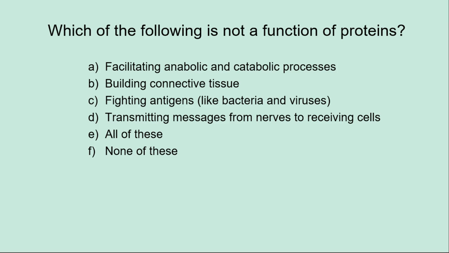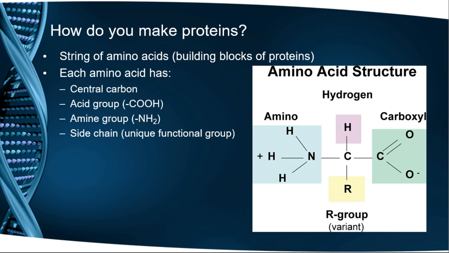Facilitating anabolic and catabolic processes, building connective tissues, fighting antigens like bacteria and viruses, transmitting messages from nerves to receiving cells. All of these or none of these? Well, it turns out all of these are functions of proteins and so many more. Proteins do like everything, and we will spend a lot of time talking about what proteins actually do. But rest assured, they do lots of things, and so we really want to make lots of them. So how do you do that?